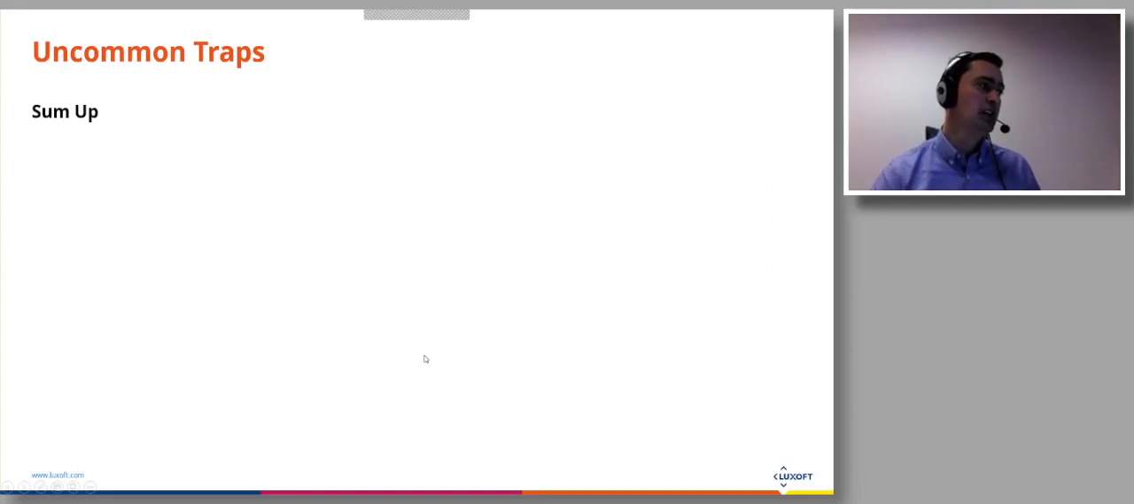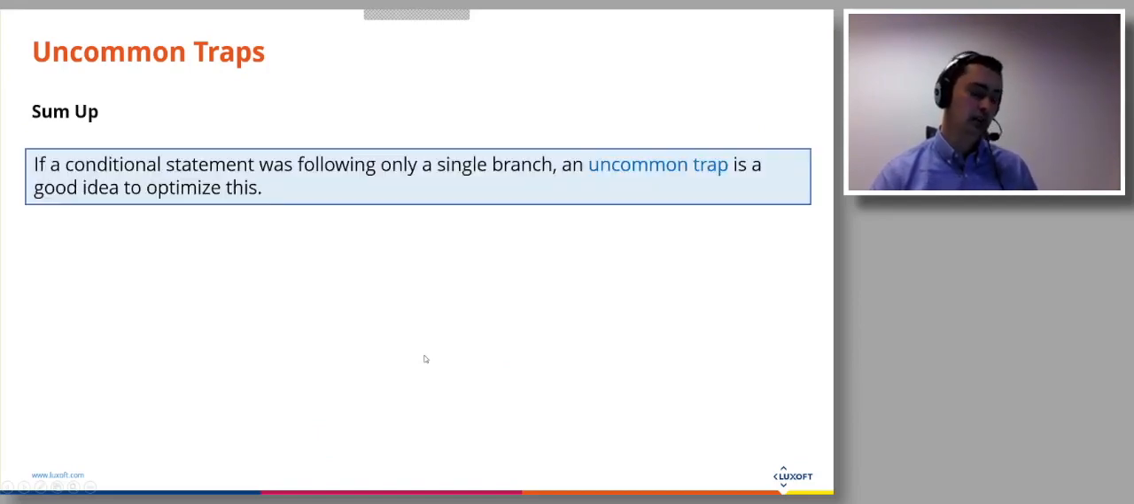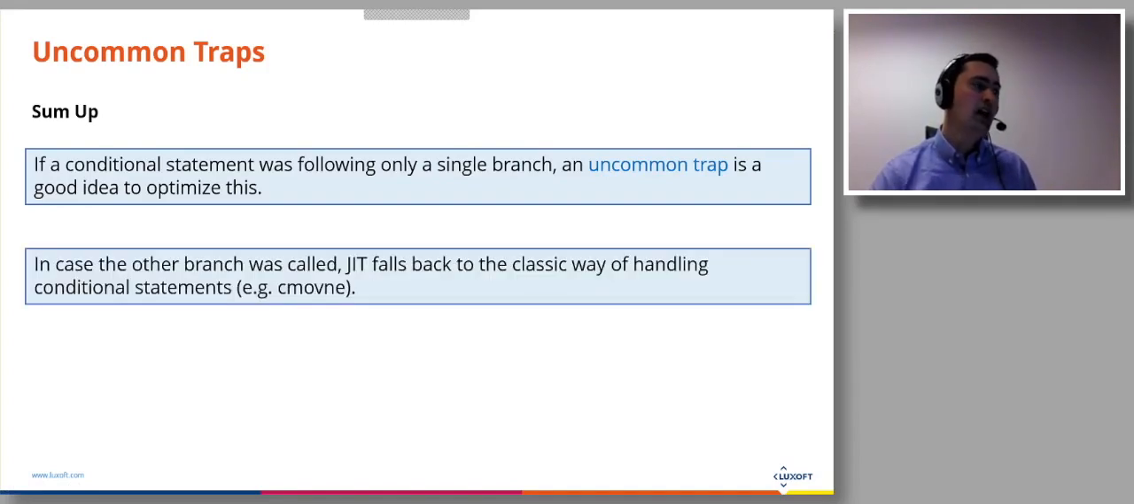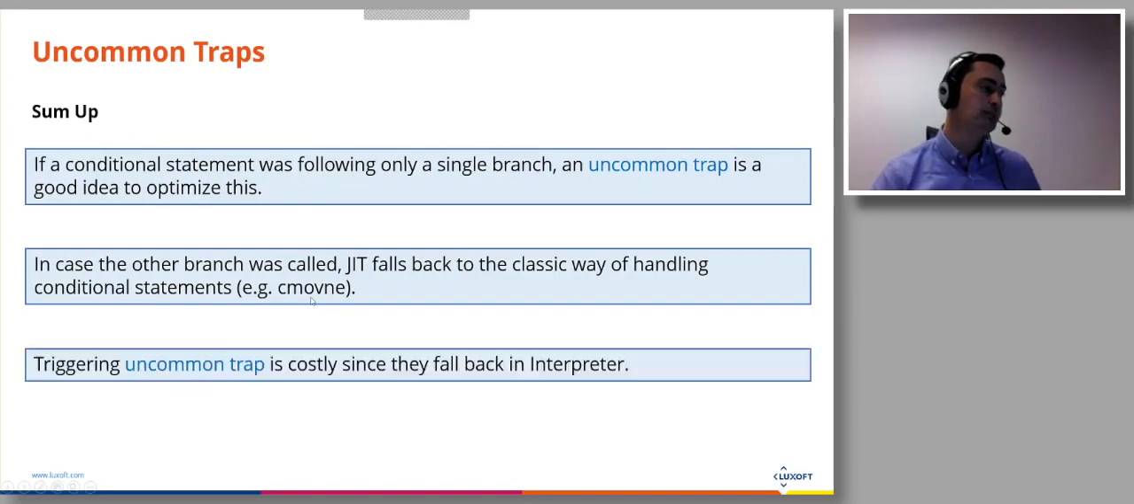Just to sum up, based on the uncommon traps, if a conditional statement is following only a single branch, as we had in our case, the uncommon trap is a good idea to optimize it. But when the uncommon trap is hit, the just-in-time compiler, when it reoptimizes the code, falls back to the classic way of handling the conditional statements, as we had in the previous slide, using, for example, the conditional move not equal. Just to remind you, the uncommon trap is costly. Even if they might help in certain situations, they are costly when they are hit.